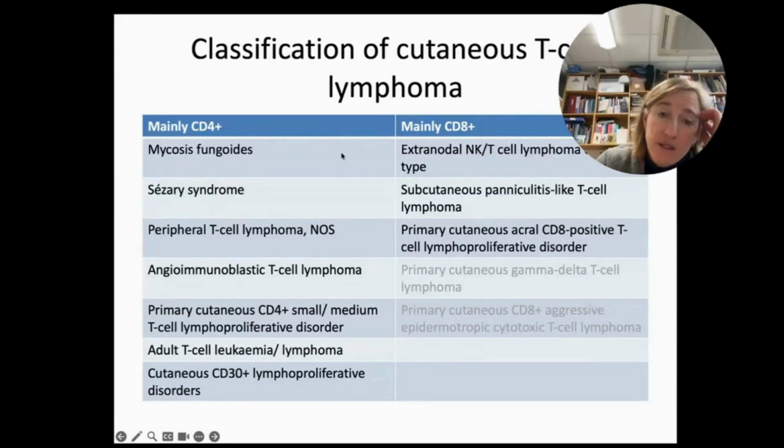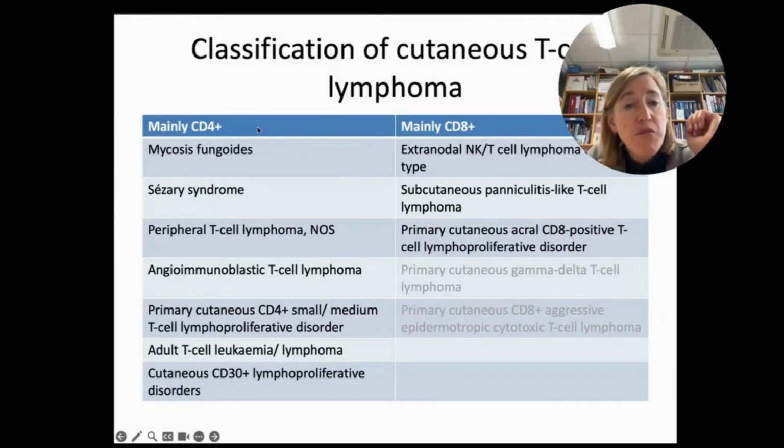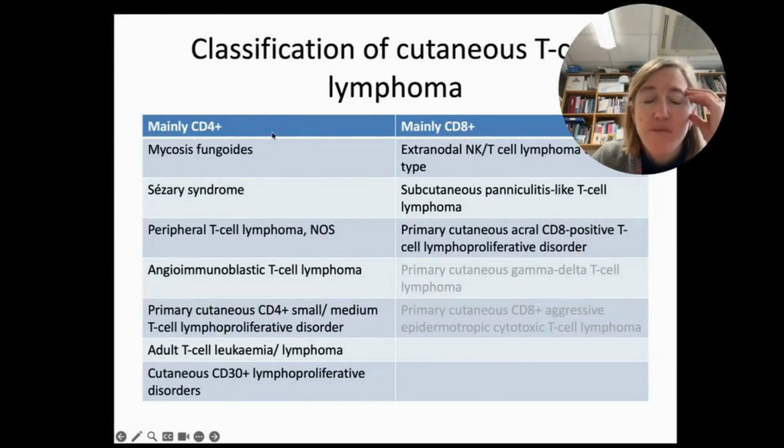Under the CD8s, I'm just about to show you this last one, subcutaneous panniculitis-like T-cell lymphoma, because once you see it, you'll never forget it. We've just talked about this indolent one, primary cutaneous acral CD8 positive T-cell lymphoproliferative disorder. And it's worth remembering that the extranodal NK T-cell lymphoma of nasal type can sometimes involve the skin.